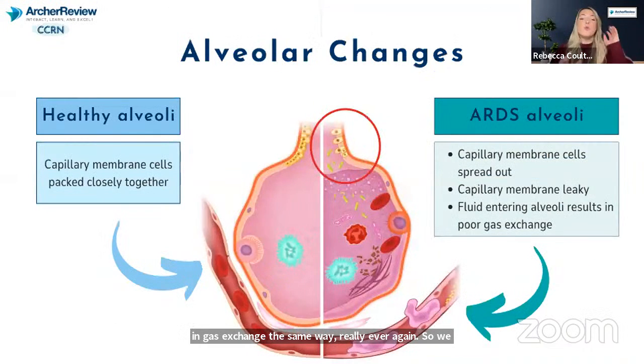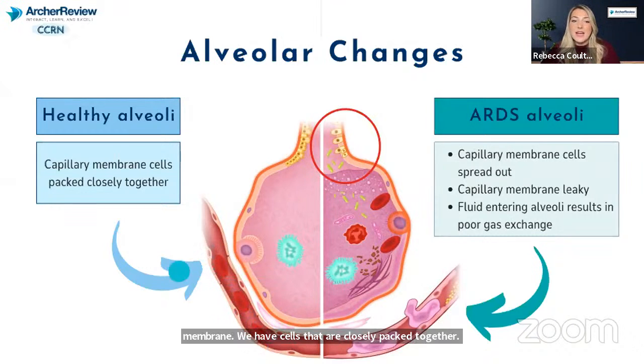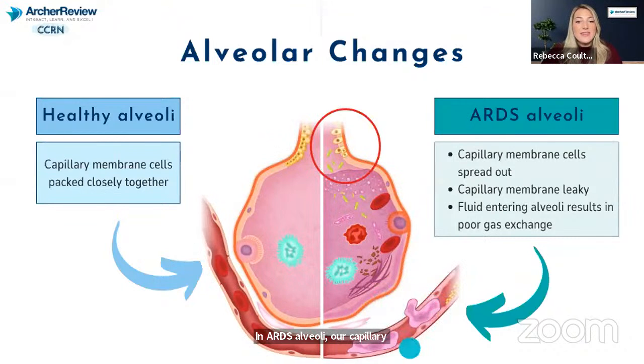What is going on at the alveolar level? In a normal, healthy alveolar membrane, we have cells that are closely packed together. They pass through one cell at a time, and gas exchange can occur very, very easily. In ARDS alveoli, our capillary membrane cells are more spread out, and this membrane is disrupted and it's leaky. This is going to cause fluid to enter the alveoli and lead to extremely poor gas exchange.